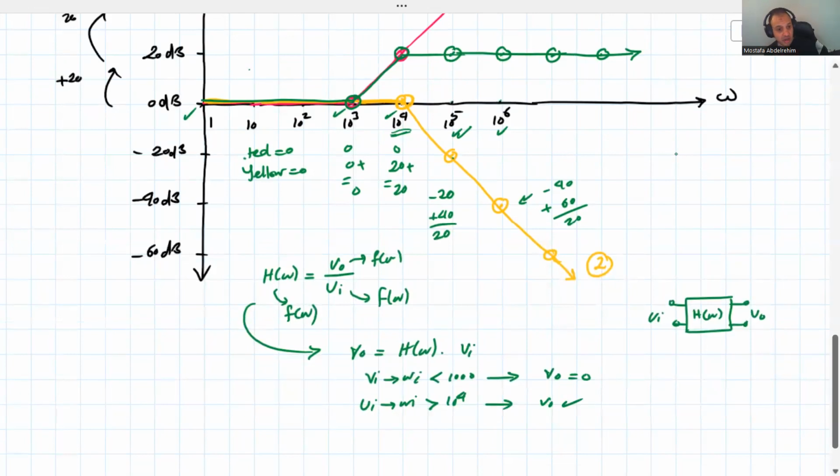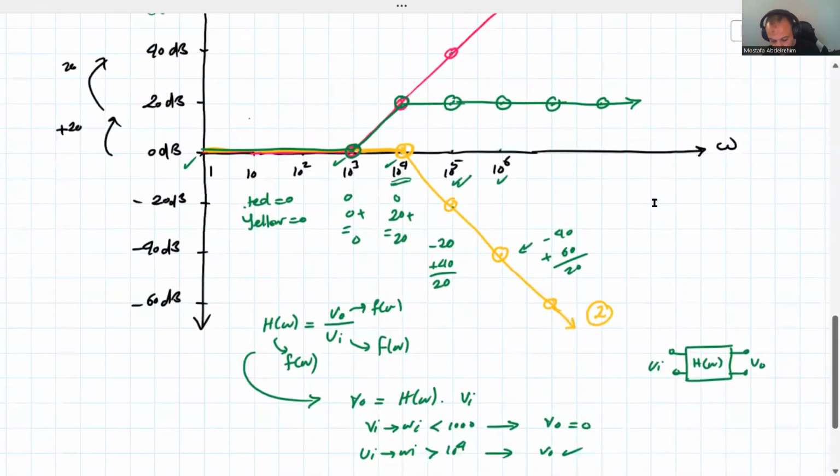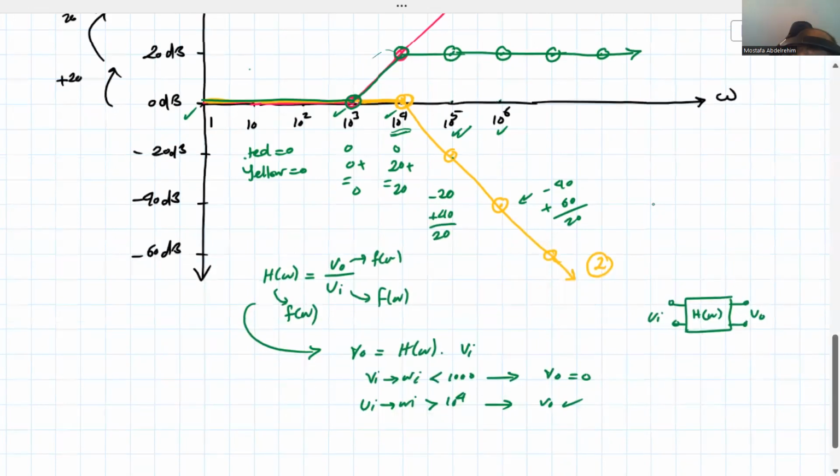And if the input angular frequency is higher than 10,000, there will be output. It might be exactly equal to the input or higher or lower. In that case, it might be higher, I'm not sure. But there will be output, and I believe it will be equal to the input. And in between here, it will be a fraction of the input. So there is output, but it will be a fraction of the input. But the maximum output will be when omega I is greater than or equal to 10,000.